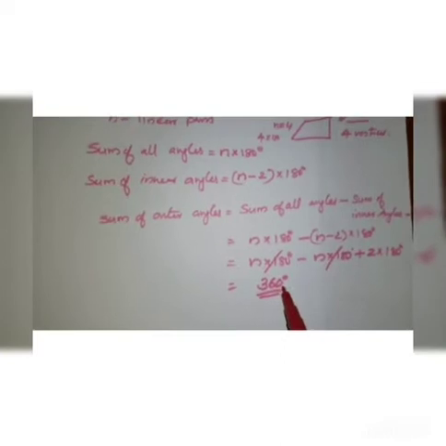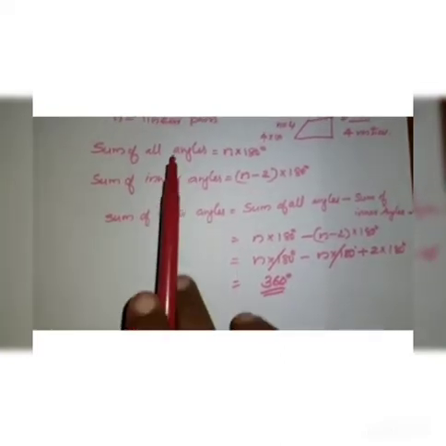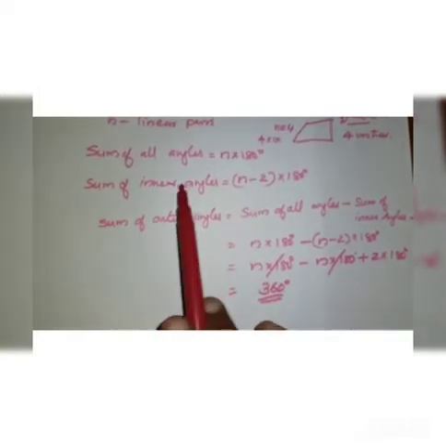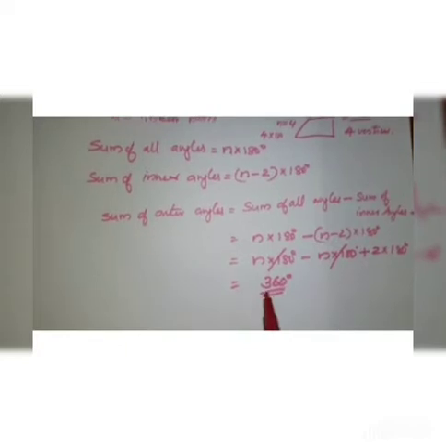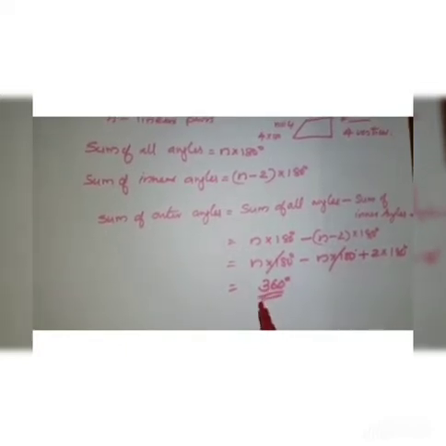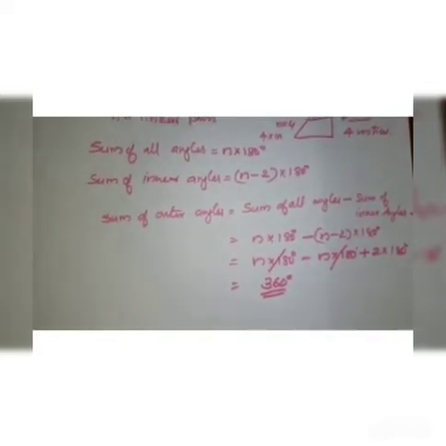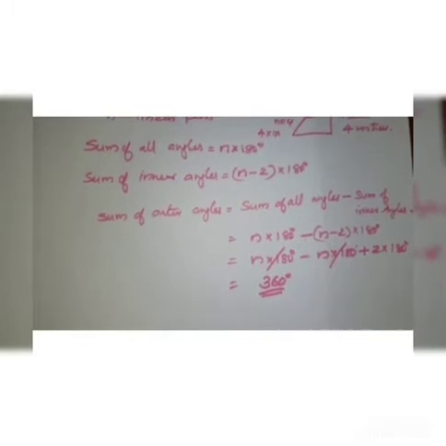The sum of outer angles of any polygon is 360. The sum of all angles is n into 180. The sum of inner angles is (n minus 2) into 180. And the sum of outer angles is always 360. For any polygon, the outer angles add up to 360 only.